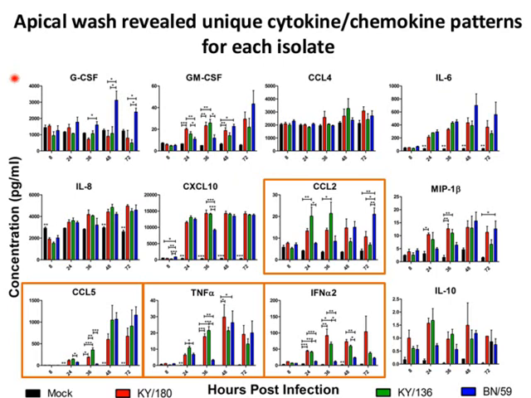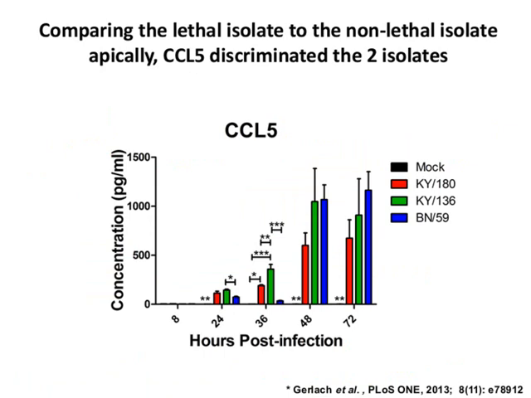This was done using a multiplex bead assay, and the data I'm about to show you is representative of 2 independent experiments. As shown here from the apical wash, 8 of the 12 cytokines and chemokines showed very similar trajectories, the ones not highlighted in yellow. And this was done for all 3 isolates over the time course of infection. For those highlighted, CCL5, TNF-alpha, interferon-alpha, and CCL2, we observed unique profiles for each isolate, seasonal and pandemic. When comparing the lethal and non-lethal isolate from the apical wash, we found that CCL5 was the only discriminator between the two isolates.